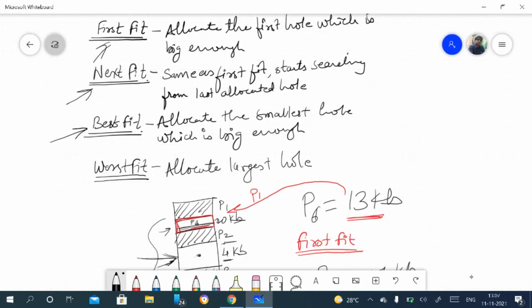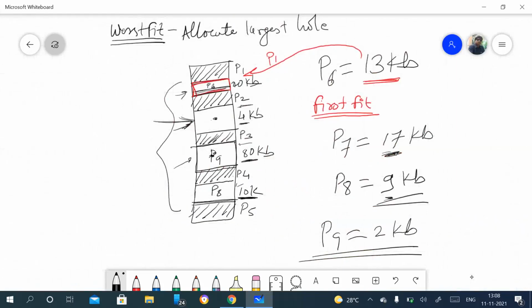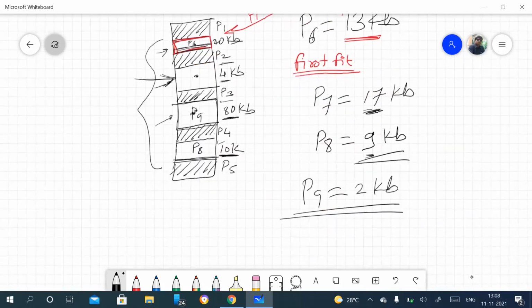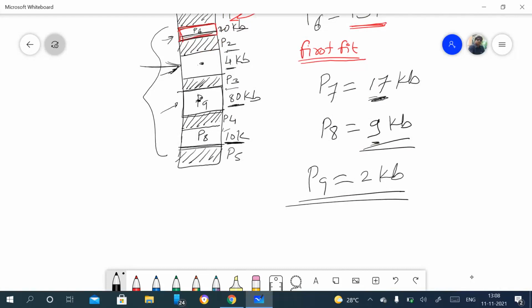In the exam, they might ask such kinds of problems also, because you need to fit the given process into the suitable hole. If you are missing that hole and you keep it in any other hole, it means your answer is incorrect. Okay. So I think this is very simple: first fit, next fit, best fit and worst fit. So we can stop here. If any doubt, please ask me.